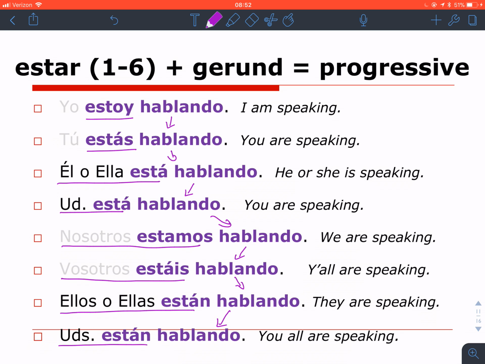The other thing is that if it's in black, then it's mandatory. So these pronouns, él, ella, usted, ellos, ellas, ustedes, those pronouns are mandatory. The ones in gray are optional. You may use them if you like, but they are not mandatory.